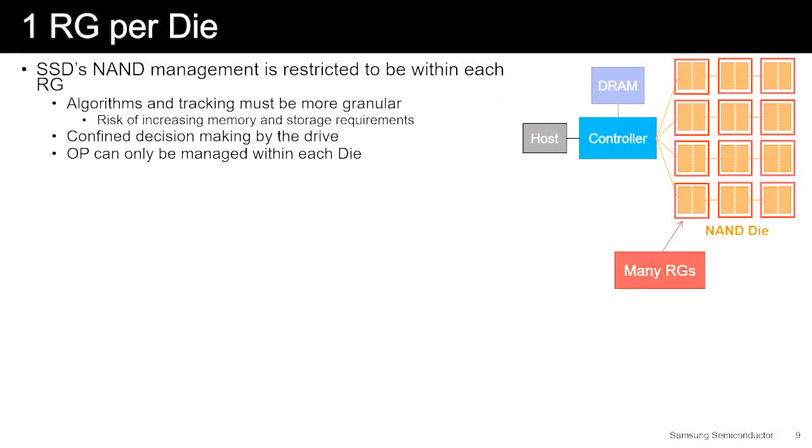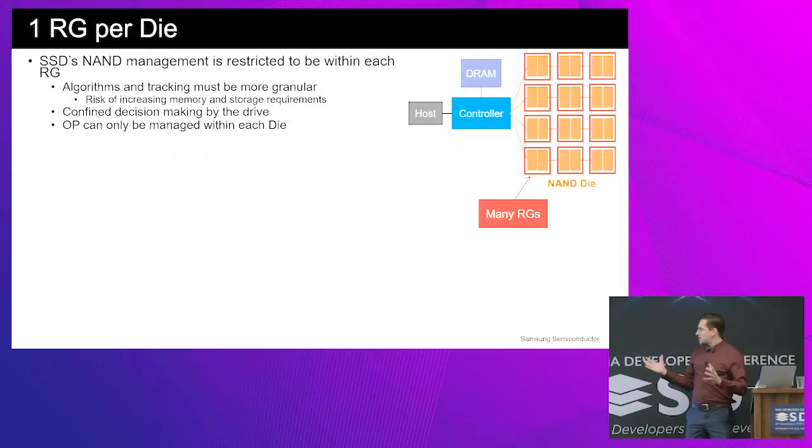Over here I have the drawing on our toy example, 12 different RGs, 1 for each NAND die. And for this, we as an SSD need to be more restricted and confined. So our tracking is more granular, our decisions must be more granular, and our over-provisioning must be managed within each RG. We don't have that possibility of rerouting around. If we're told to write data into one particular RG, it's got to hit that RG. Even if it happens to be busy at the moment, we're going to just wait until it's available, and then we route it in.